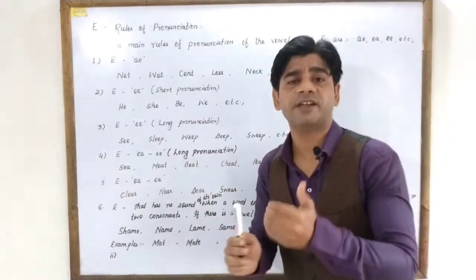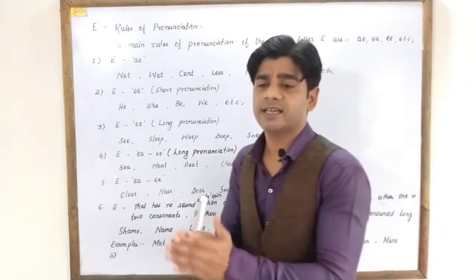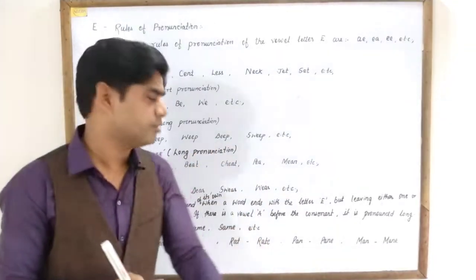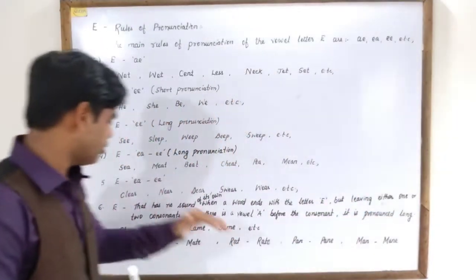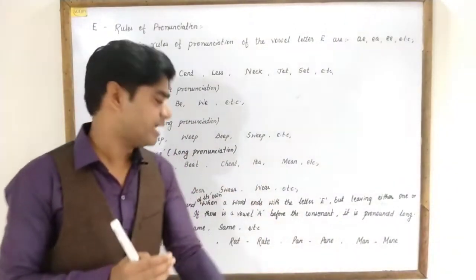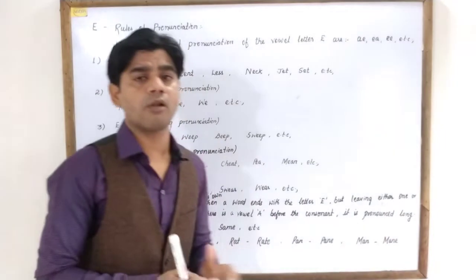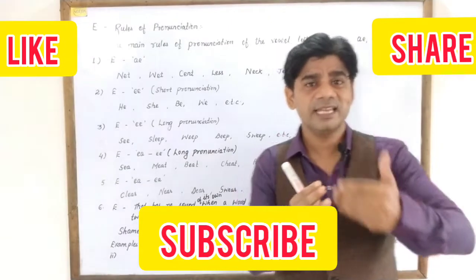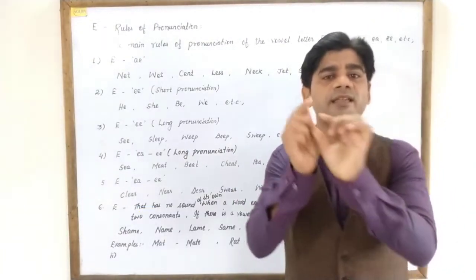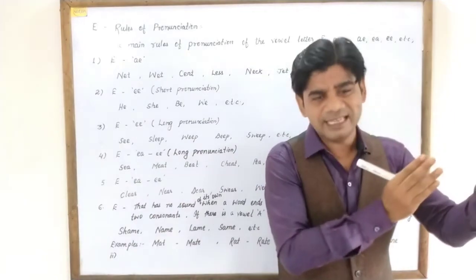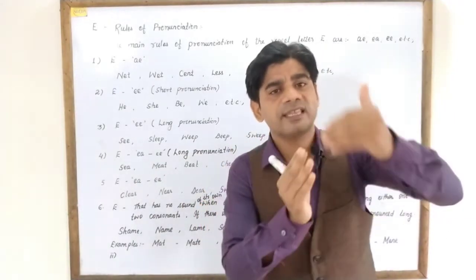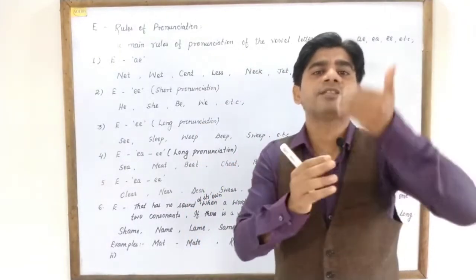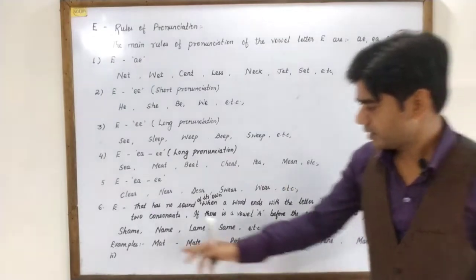Now moving towards the next sound of letter E. Sometimes there are words that end with the letter E, but that E has no sound of its own. Before that E, leaving one consonant, if there is the vowel letter A, then the word is pronounced long.